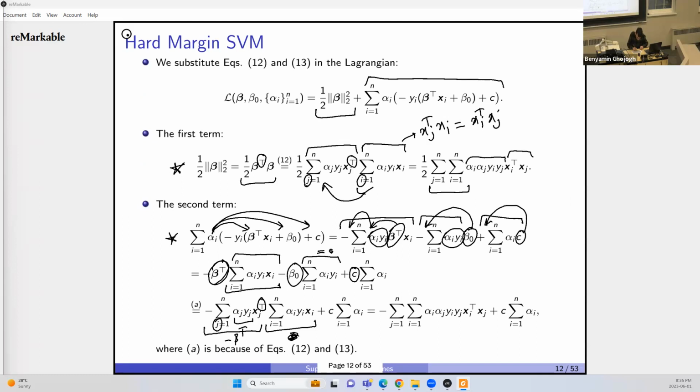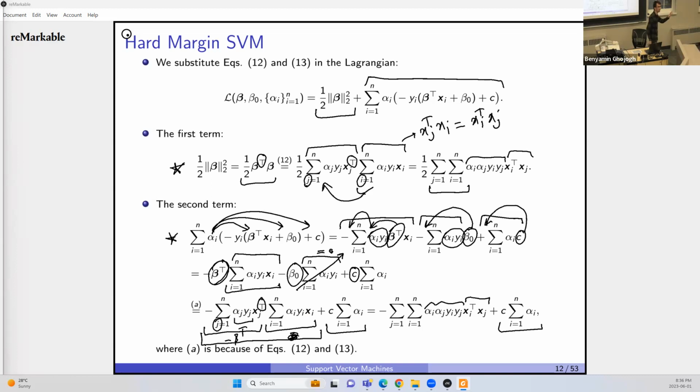This term is zero, goes away. The third term is this. I'm repeating it. So the third term is here. I can simplify this first term by bringing the scalars next to each other, because in the multiplication, you can bring back and forth the scalars. Then I will have xj transpose xi, which is equal to xi transpose xj.